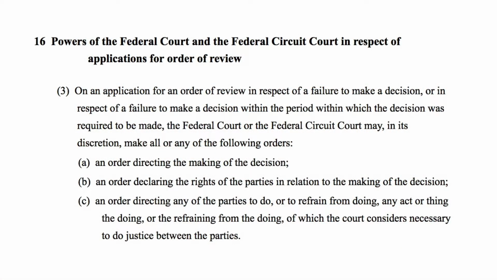Now, in addition to these remedies, if the decision being reviewed is actually the failure to make a decision, then the court has one additional specific power, which pretty obviously is the power to order the decision to be made. This is found in section 16, subsection 3, paragraph C of the ADJR.